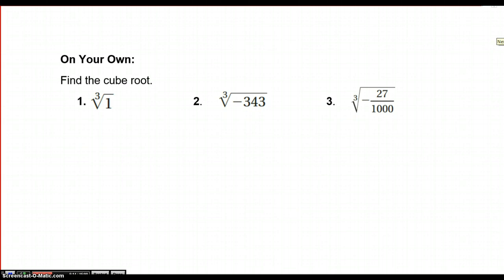All right, these are on your own. Pause this, try them on your own, hit play when you're ready, and see if you are getting the correct answer. All right, cube root of 1. 1 times 1 times 1 is 1, so the answer to this one would be 1.